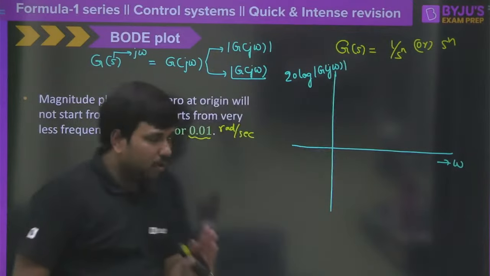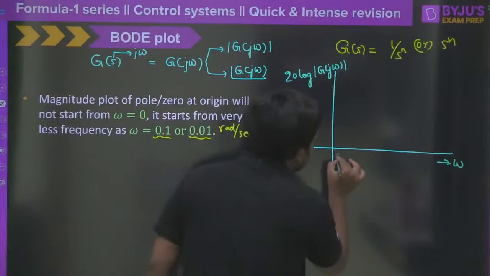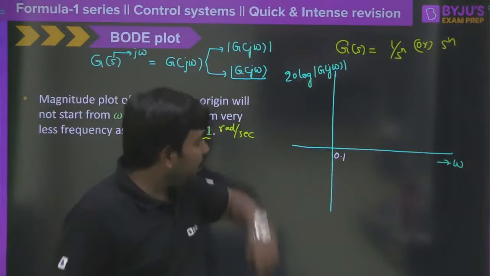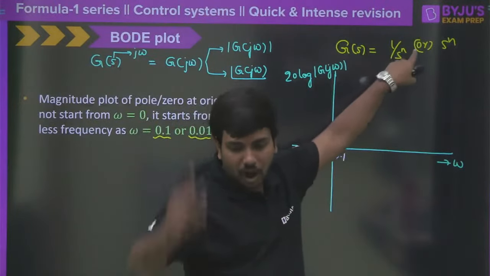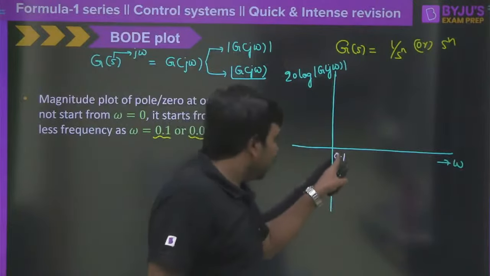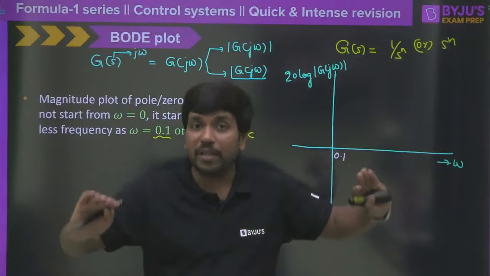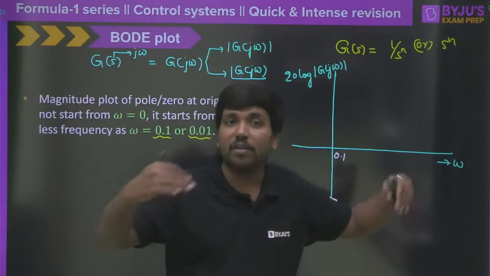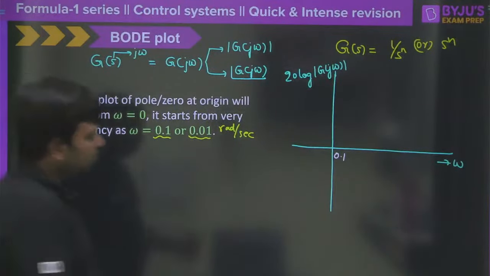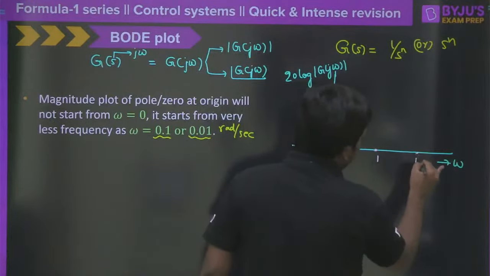Now, for example, if the plot starts from 0.1, immediately you must understand that there might be a possibility to have a zero at origin or a pole at origin. Correct? That is the first conclusion you have to draw. If omega is equal to 0.1, immediately you must understand that a pole at origin or a zero at origin can exist. Clear? Then the question is, how do we define that? So suppose this might be 0.1 here, or it may be 1 here, or it may be 10 here, something like this.